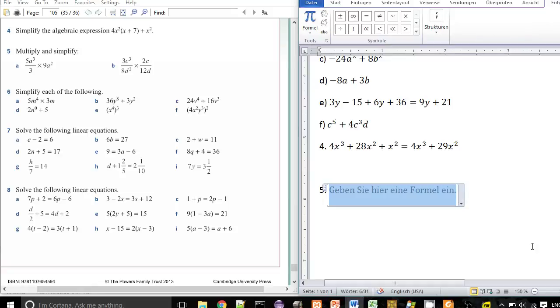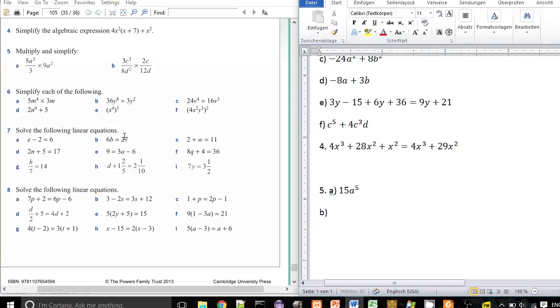Okay, 5. Okay, we can sort of take a shortcut. 9 divided by 3 is just 3, so we can cancel these. Imagine there's a 3 there. 5 times 3 is 15. A cubed times a squared is a to the power of 5. The powers add. Okay, next one.